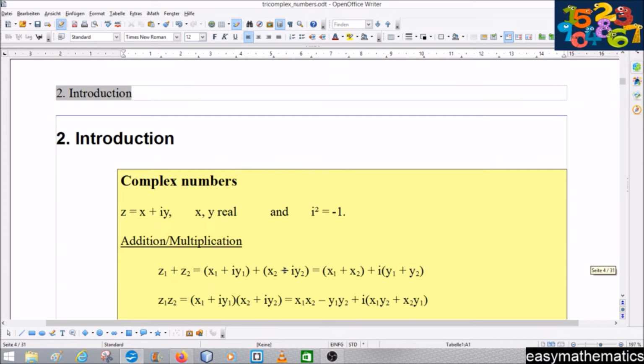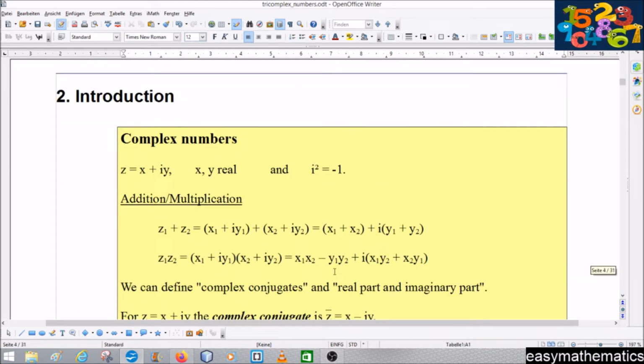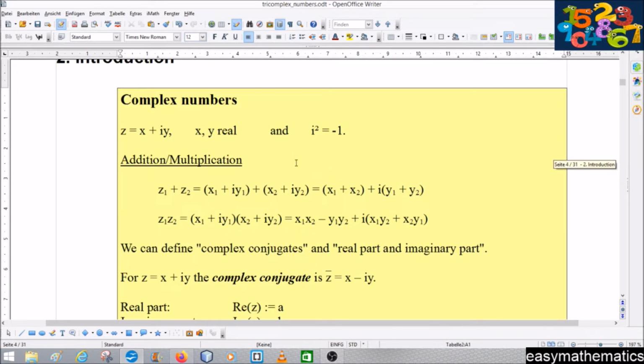And now, like I said, we make a small recall about complex numbers. What is a complex number? A complex number z is of the form x plus iy, where x and y are real, and i has the property that i squared is -1.